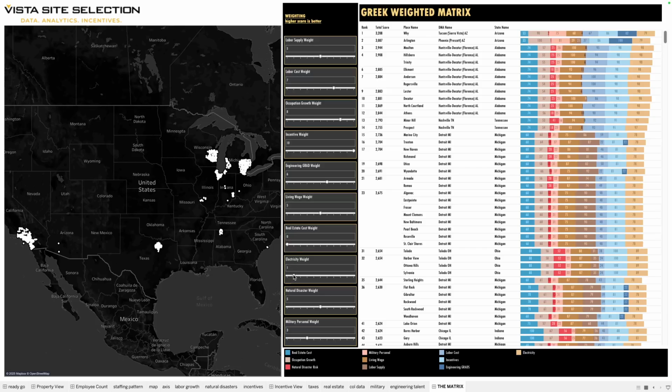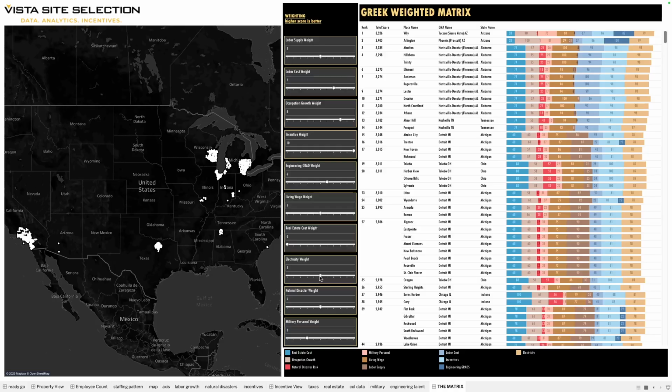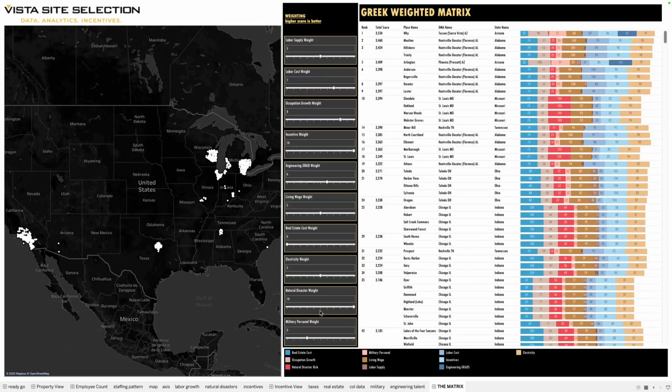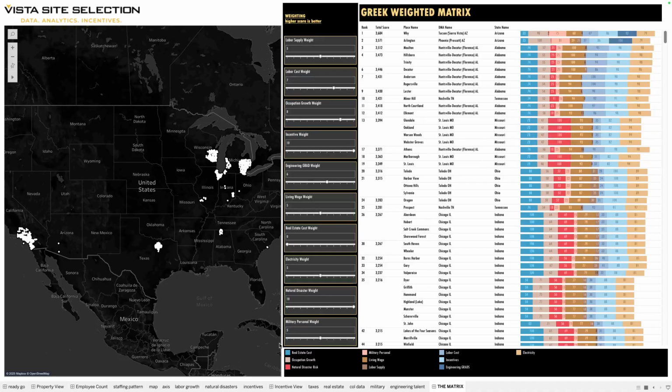For such a large site like the Gigafactory, let's do the cost of electricity in a market. That's also under consideration. I do not want to get this wiped out by a hurricane or a tornado or an earthquake. I want to minimize my natural disaster risk because with this big of a facility, if it goes down, it's our carrier. We don't want anything to happen to it. And I want to up my military personnel weighting. So where would I go to build this?